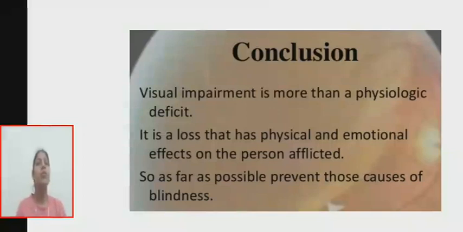Conclusion. Visual impairment is more than a physiologic deficit. It is a loss that has physical and emotional effects on the person afflicted, so as far as possible, prevent those causes of blindness.